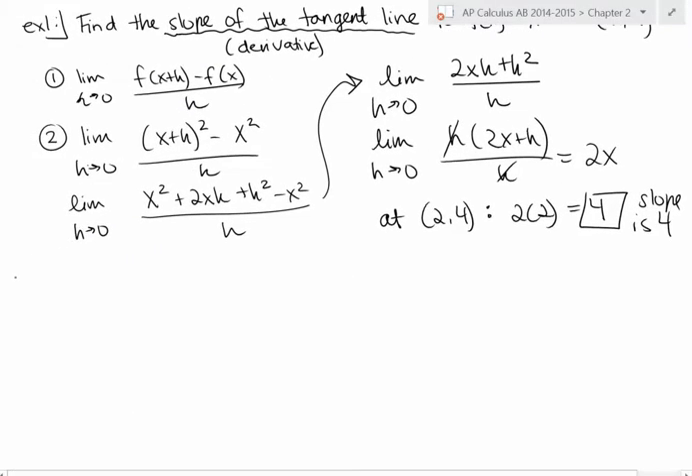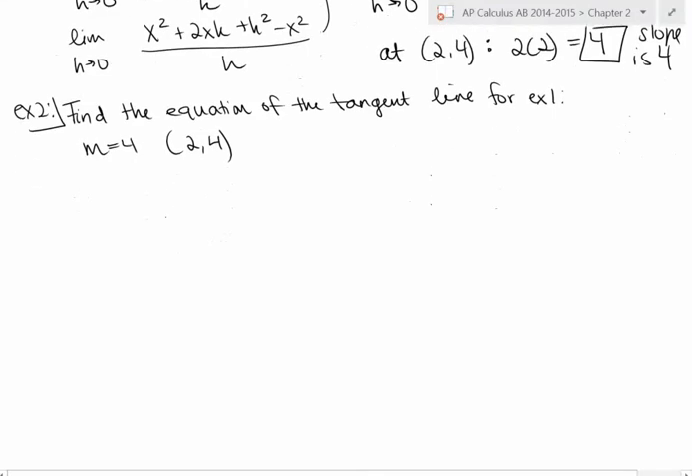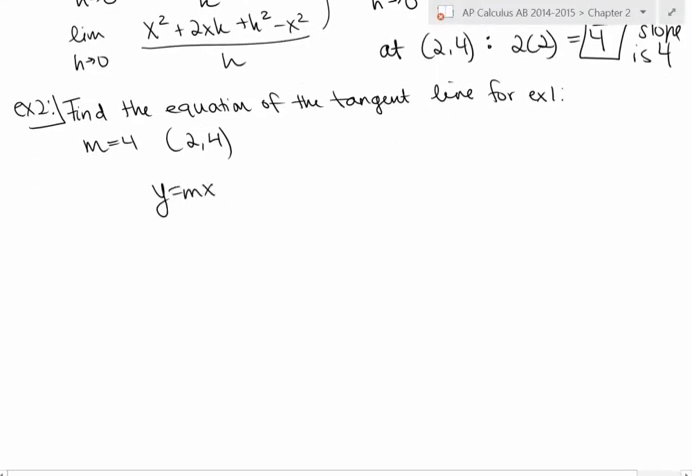Now let's say that I'm going to ask you to find the equation of the tangent line for example 1. Okay, so we know our slope is 4. We know you have the ordered pair 2, 4. And at this point we can just use y equals mx plus b. So plug in 4 for y, plug in 4 for your slope, 2 for x. Therefore b is going to equal -4.